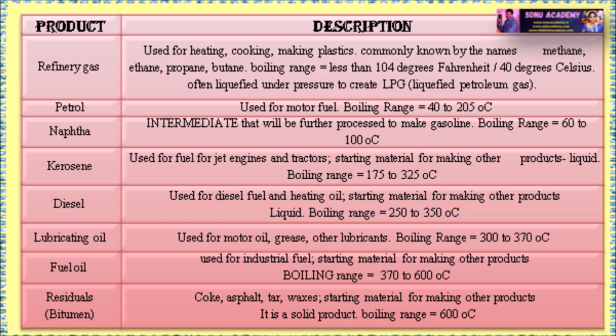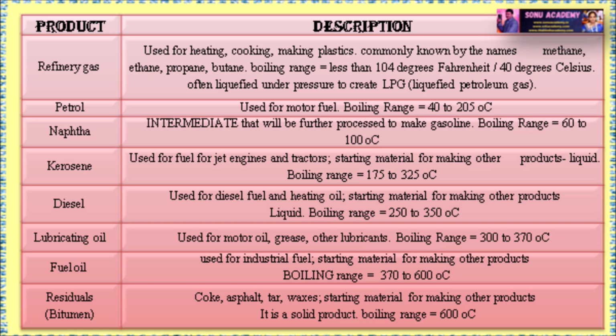Children, here we can discuss some of the petroleum products and description. Refinery gases are used for heating, cooking, and making plastics, commonly known by the names methane, ethane, propane, and butane. The boiling range of refinery gases is less than 104 degrees Celsius. Often it is liquefied under high pressure to create LPG, liquefied petroleum gas.